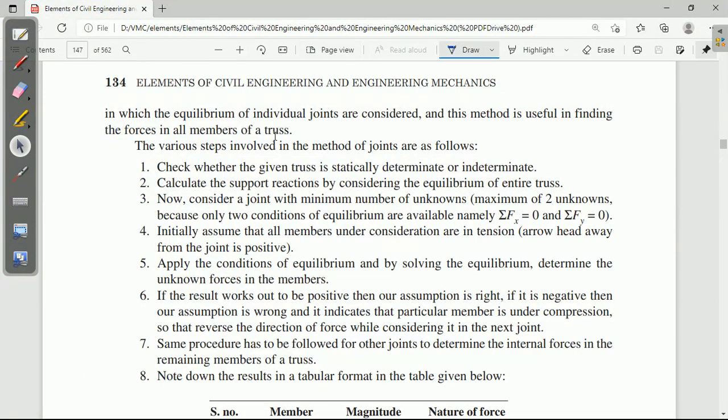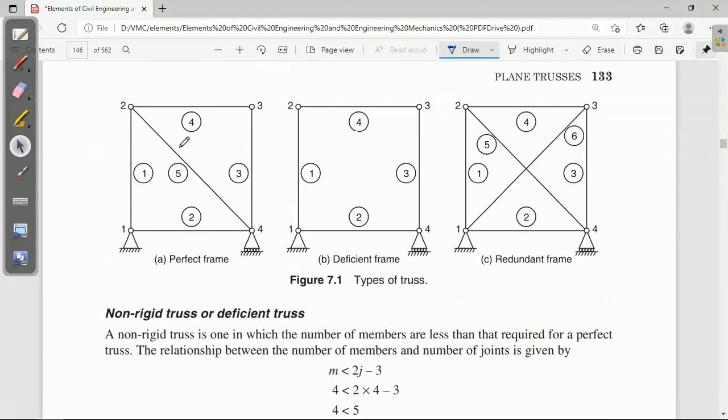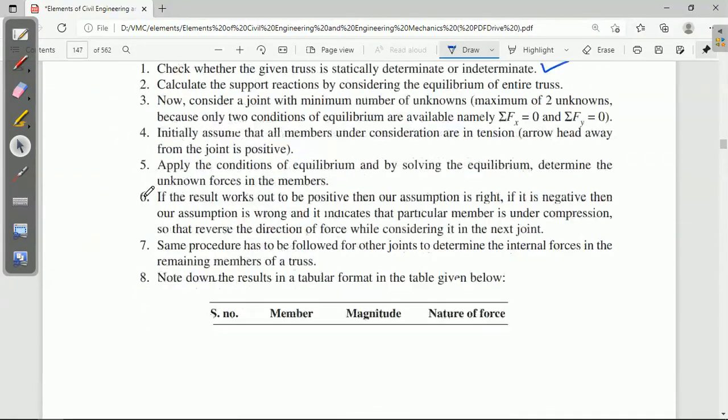Okay, lastly we can discuss some of the steps that we need to follow in case of the analysis. First we need to check whether it is a determinate structure or an indeterminate structure. How we are going to determine that, I will explain in detail while solving the problem. If any truss is given, you need to check whether the truss is a statically determinate or indeterminate structure. That is the first step.